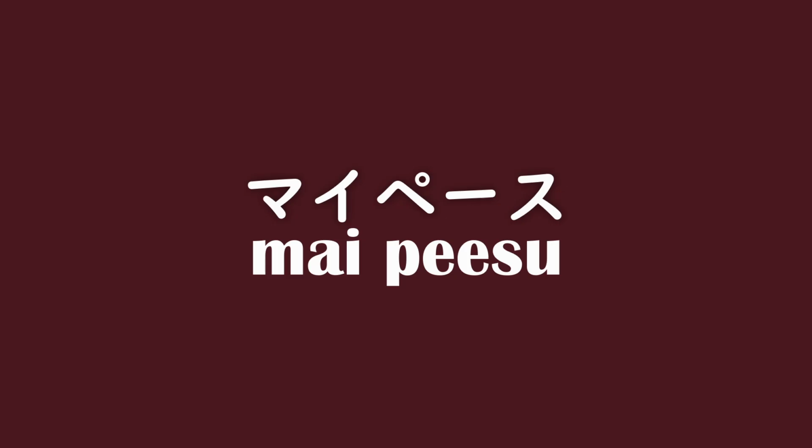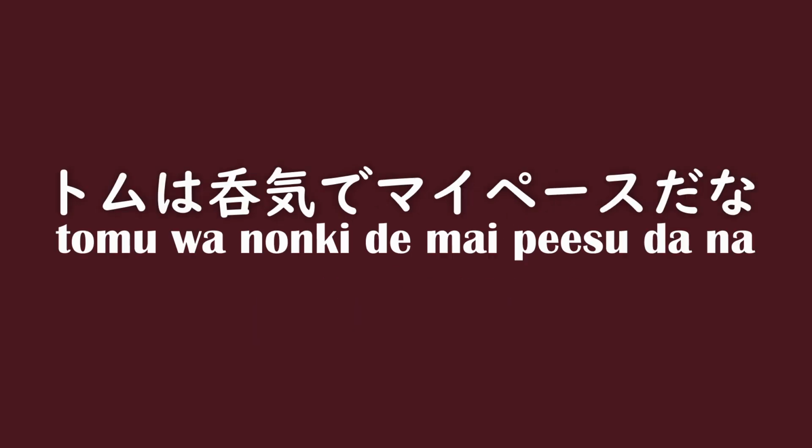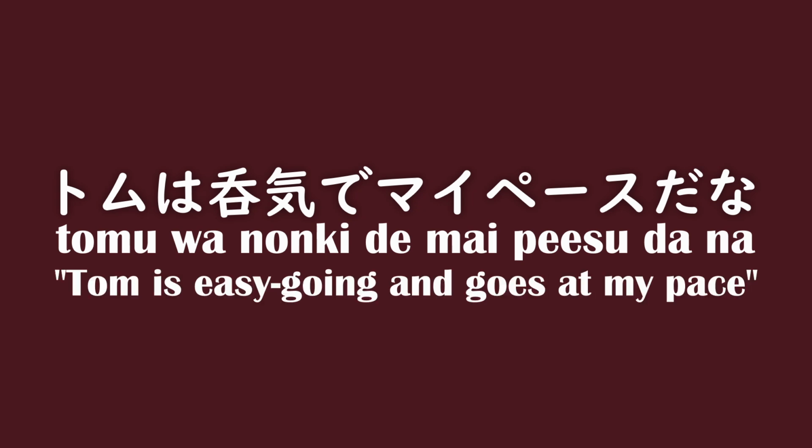Another slightly different example is maipesu, which is just my and pace, except the following sentence is perfectly normal Japanese. トムはのんきでマイペースだな. If we were to translate it somewhat literally, we would get something like Tom is easygoing and goes at my pace. What? Like he's following me? Or he's fine with whatever I do? Actually, no. This sentence has nothing to do with me at all.